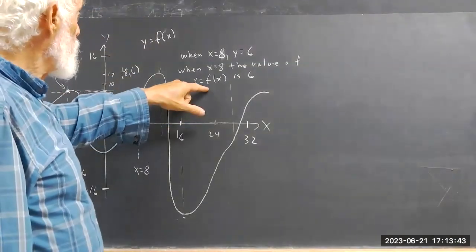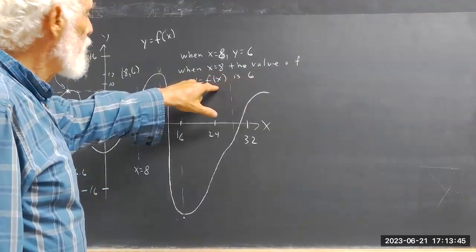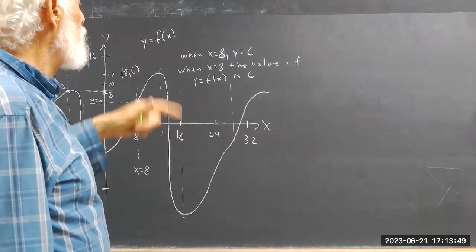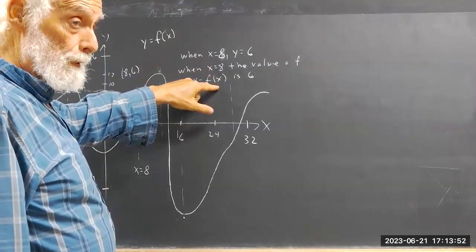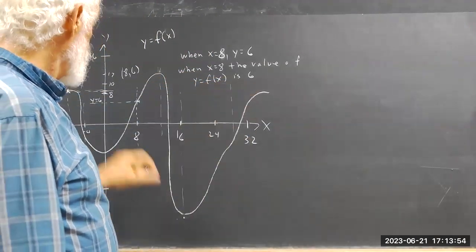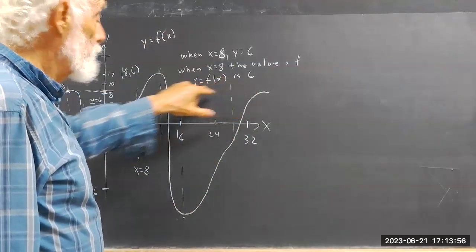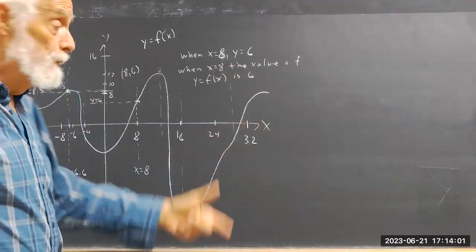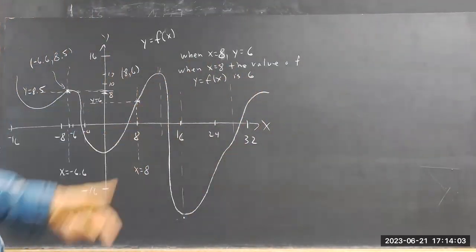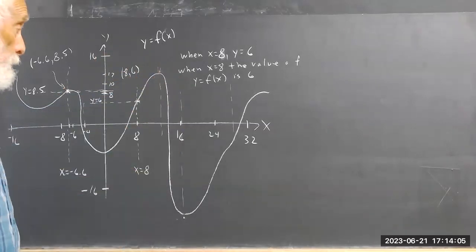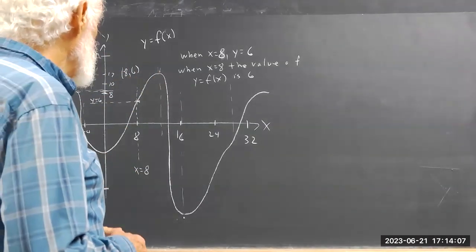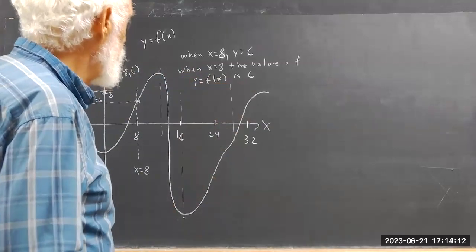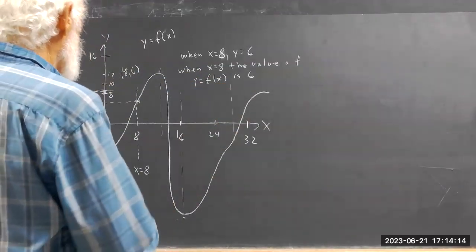So f is kind of like a machine that takes 8 as an input and spits out 6. You plug in 8 and you spit out 6. Now you're probably familiar with algebraic expressions for functions. We'll get to those later. Right now we just want to talk about them in general. So when x equals 8, y equals f of x is 6.